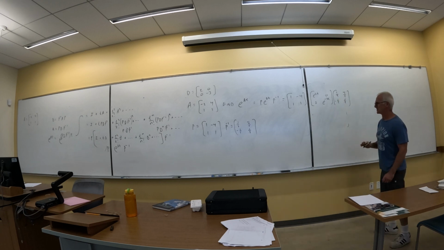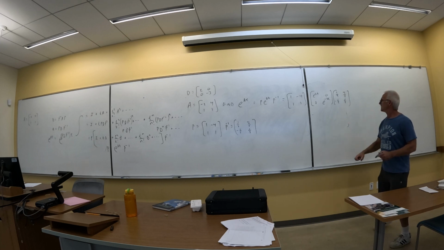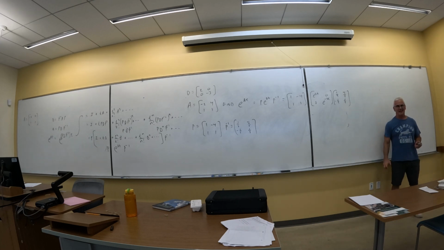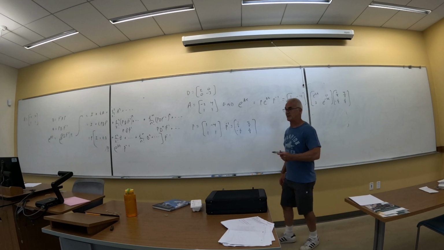Do I have all the plus and minuses correct? I don't want to make a mistake here. Those are all right, right? Okay. The answer to the question is this product. Matrix multiplication is not commutative, but it is associative, which means I can multiply in any order I want.